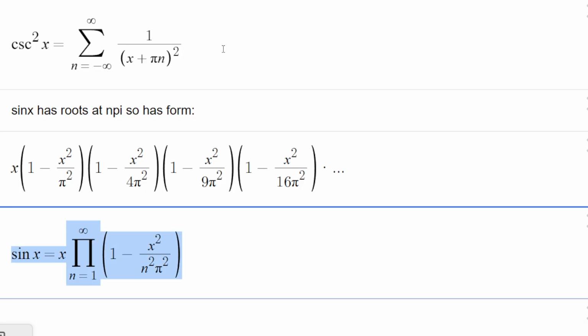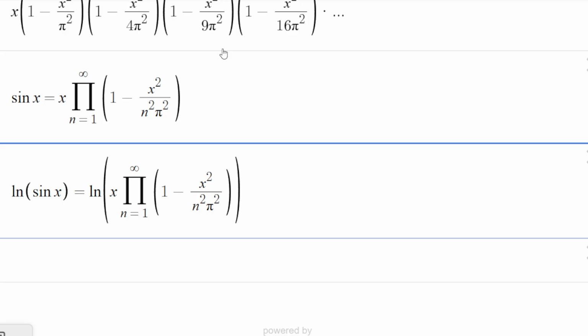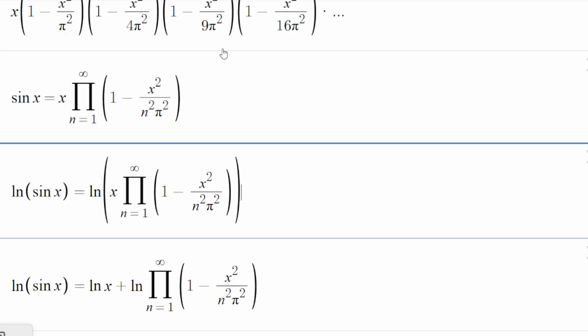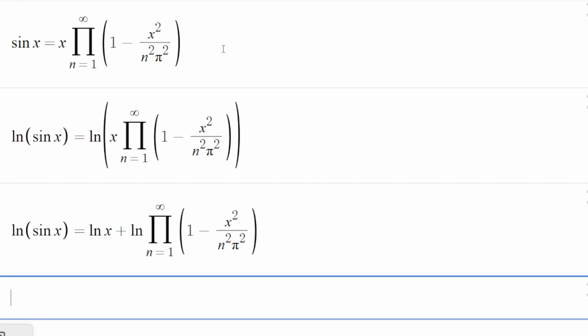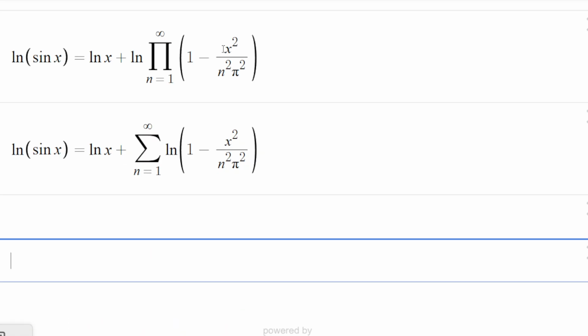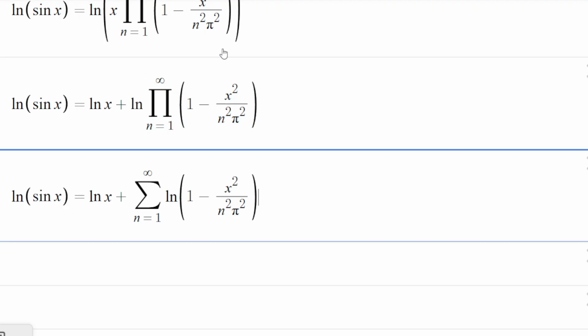So anyway, now we have sine of x is equal to this. Well, if that's true, then we can take the natural log on both sides and it will still be true. So we'll do that. We'll take the natural log on both sides. Well, we can split the right-hand side up using the properties of logarithms. And in fact, we can split this up even further, like this. We can use the properties of logarithms to change this into this.